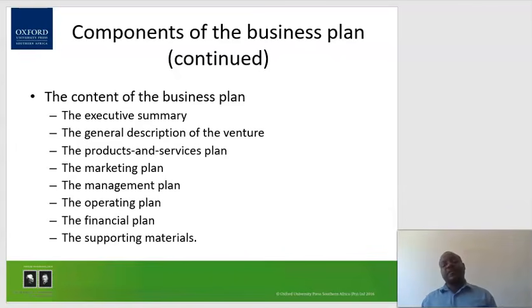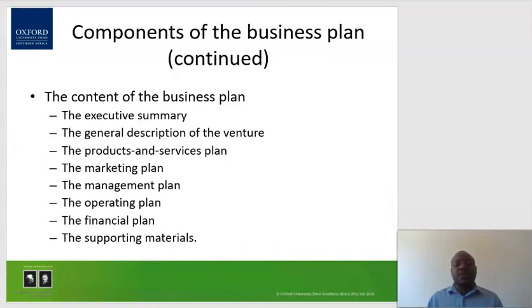These are the contents of the business plan. What is supposed to be in a business plan? Basically, the executive summary, which appears first in the document, but normally it is written last. Then we also have the general description of the venture, where you describe the business, ownership, control, and so forth. Then you also have the products and services plan, where you discuss the product that you are offering or the service that you are offering to the market.